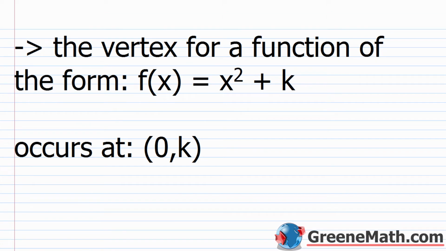All right, so just some more information. The vertex for a function of the form f of x equals x squared plus k is going to occur at 0, k. So you're thinking about the lowest point here. Well, if I plugged in a 0 for x, 0 squared would give me 0. I would be left with f of x, or you can think about that as y, is equal to k. So 0 is the x location, k would be your y location, or your f of x location.